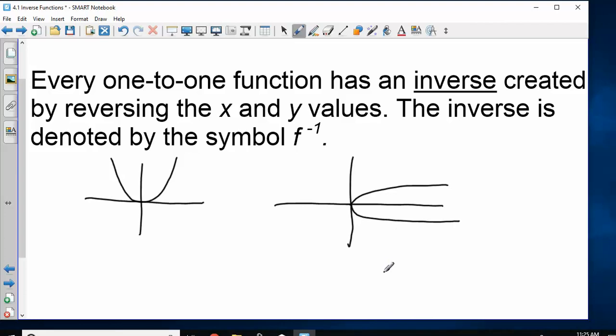What do you know about this? This doesn't pass the vertical line test, does it? So if the original isn't 1 to 1, then the inverse isn't a function. That's why we really focus on only the 1 to 1 pieces, so that when we find the inverse, we still have a function to work with.